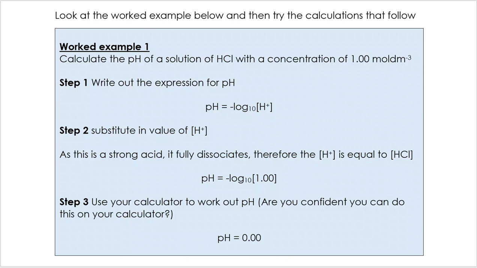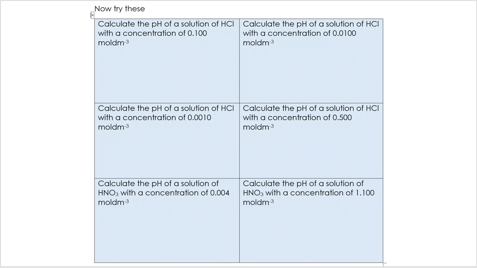The calculation itself, this talks you through the steps, and we're going to have a chance to practice these in a moment. I would always write out the expression for pH. I then substitute my concentration into that expression and then work out what the pH actually is. So I've got 6 questions for you to try here. See how you do.